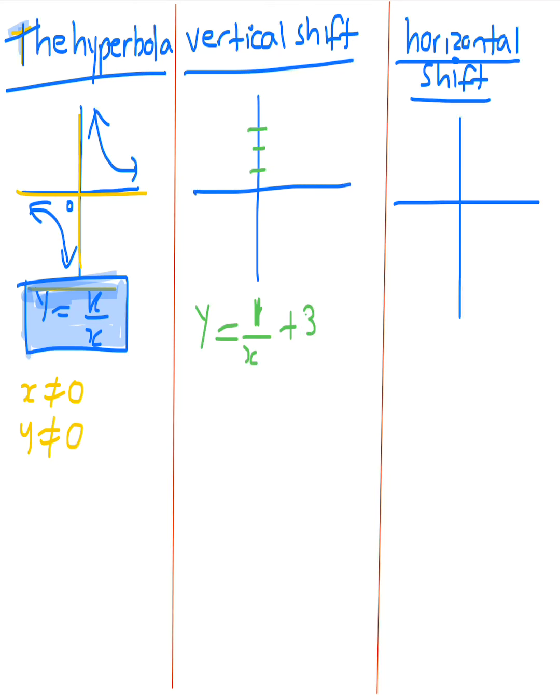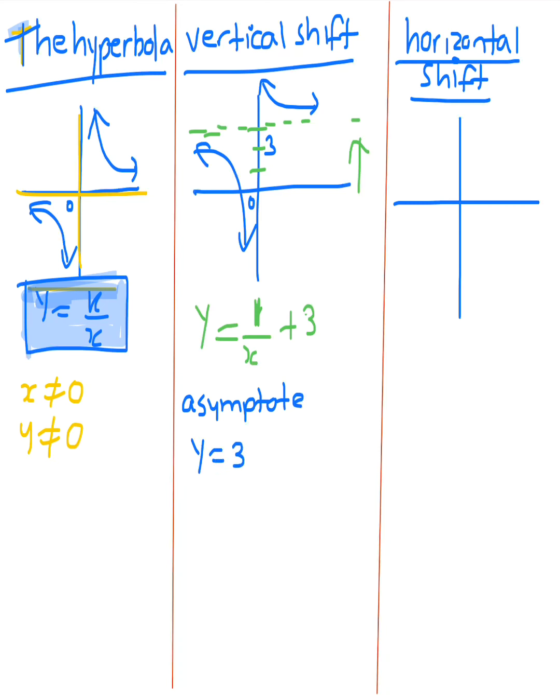Now, if I shifted it up 3, what that means is that the asymptote will also move up, and it will go up 3 as well. And what will happen here is you'll have this curve here and this curve here, and it has gone up 3. Okay, so the new asymptote for the y would be y equals 3, and the asymptote for the x would still remain as x equals 0.